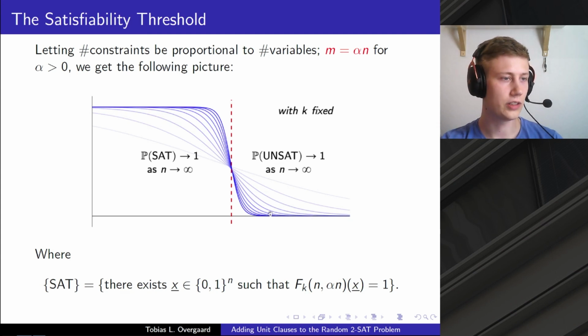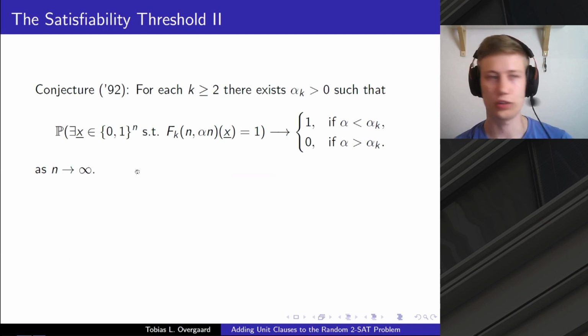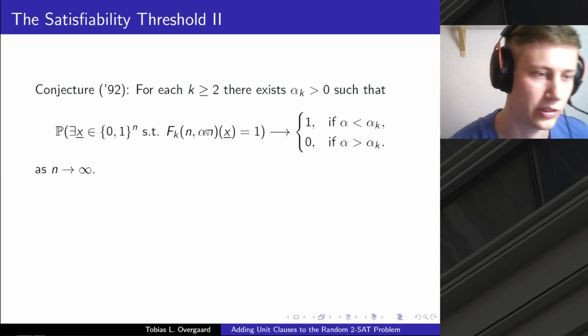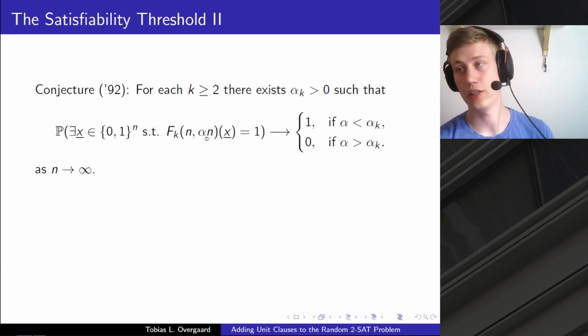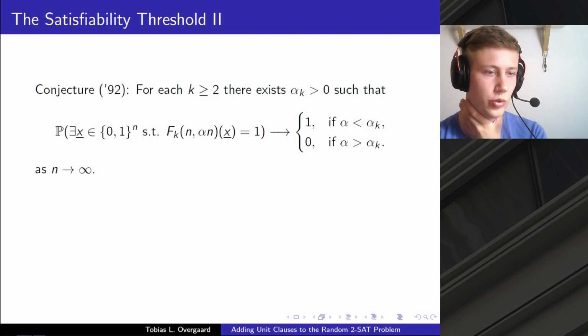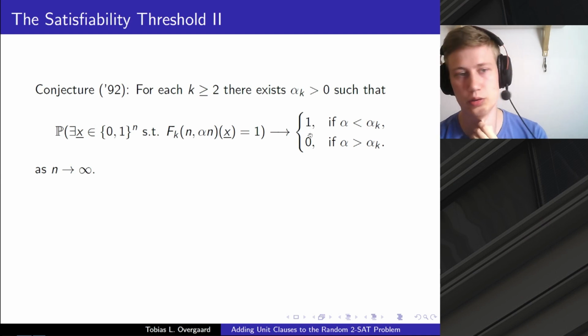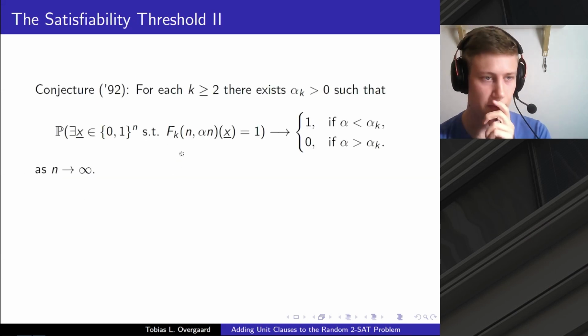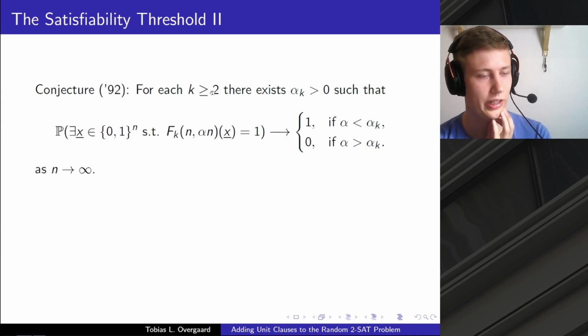So it's written up here. The conjecture is that for each k, there will exist a critical value alpha_k, such that the probability of the randomly chosen formula with n variables and alpha n constraints being satisfiable will converge to either 1 or 0, depending on which side of this red line I'm on. Okay, so that's the conjecture. It's only for k greater than 2; we'll talk about k equal to 1 later.